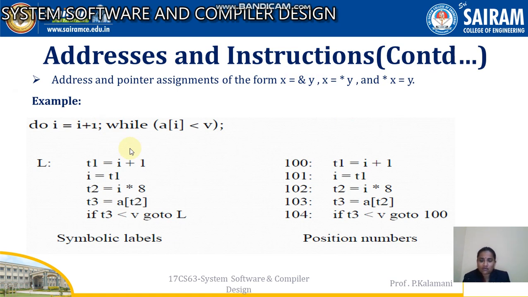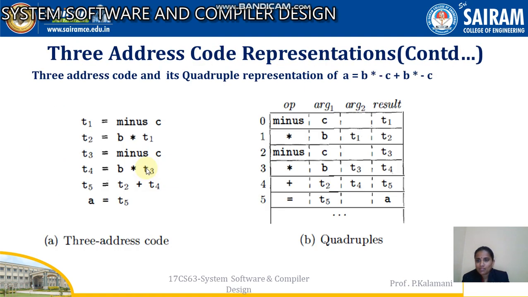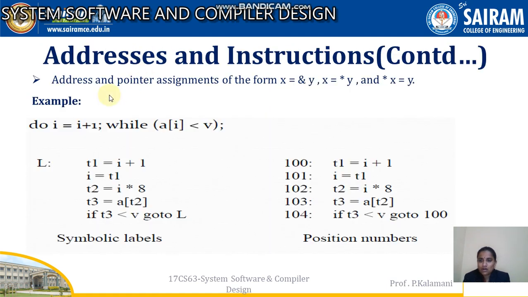For example, we will take a high level language statement, a do while loop. In that: do i equal to i plus 1 while a[i] is less than v. This is the given instruction. So this is not in 3 address code. Now we will see how this will be converted into 3 address code.